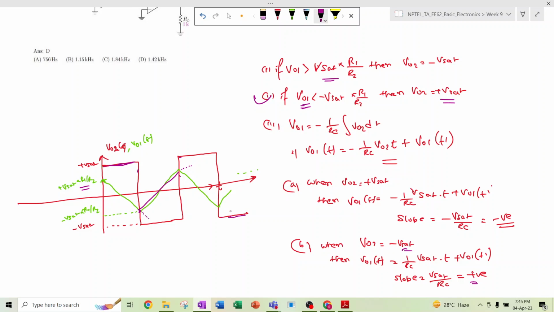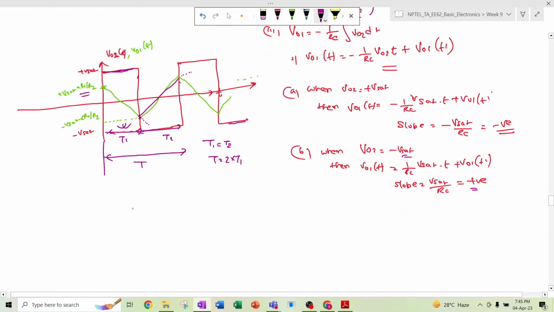Okay, yeah, so now it is being asked what is the frequency of the signal. To find out the frequency, we need to find out the time period. This is the same thing: Vsat into R1 by R1 plus R2, and minus Vsat into R1 by R1 plus R2, so it is symmetric about the origin. If we plot the hysteresis curve, this T1 and T2 are identical, so T is equal to 2 into T1. Now we need to find out the value of T1.